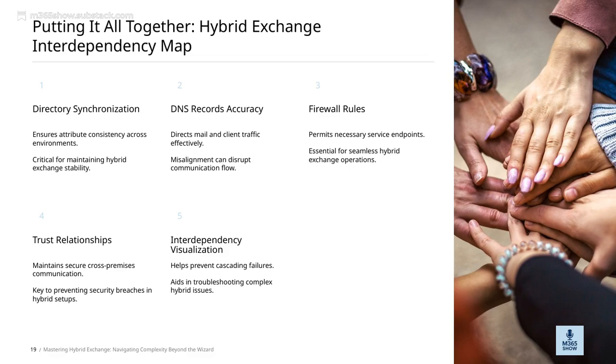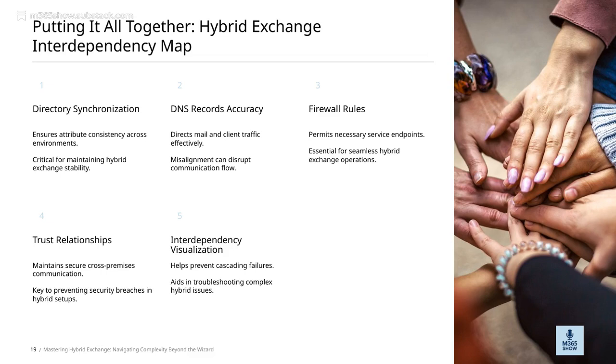Next, consider trust relationships. These are fundamental for maintaining secure cross-premises communication. If trust isn't properly configured, it can lead to security breaches or communication failures. Similarly, firewall rules play a vital role. They direct mail and client traffic efficiently. If these rules are misaligned or not set correctly, it can disrupt the flow of communication.